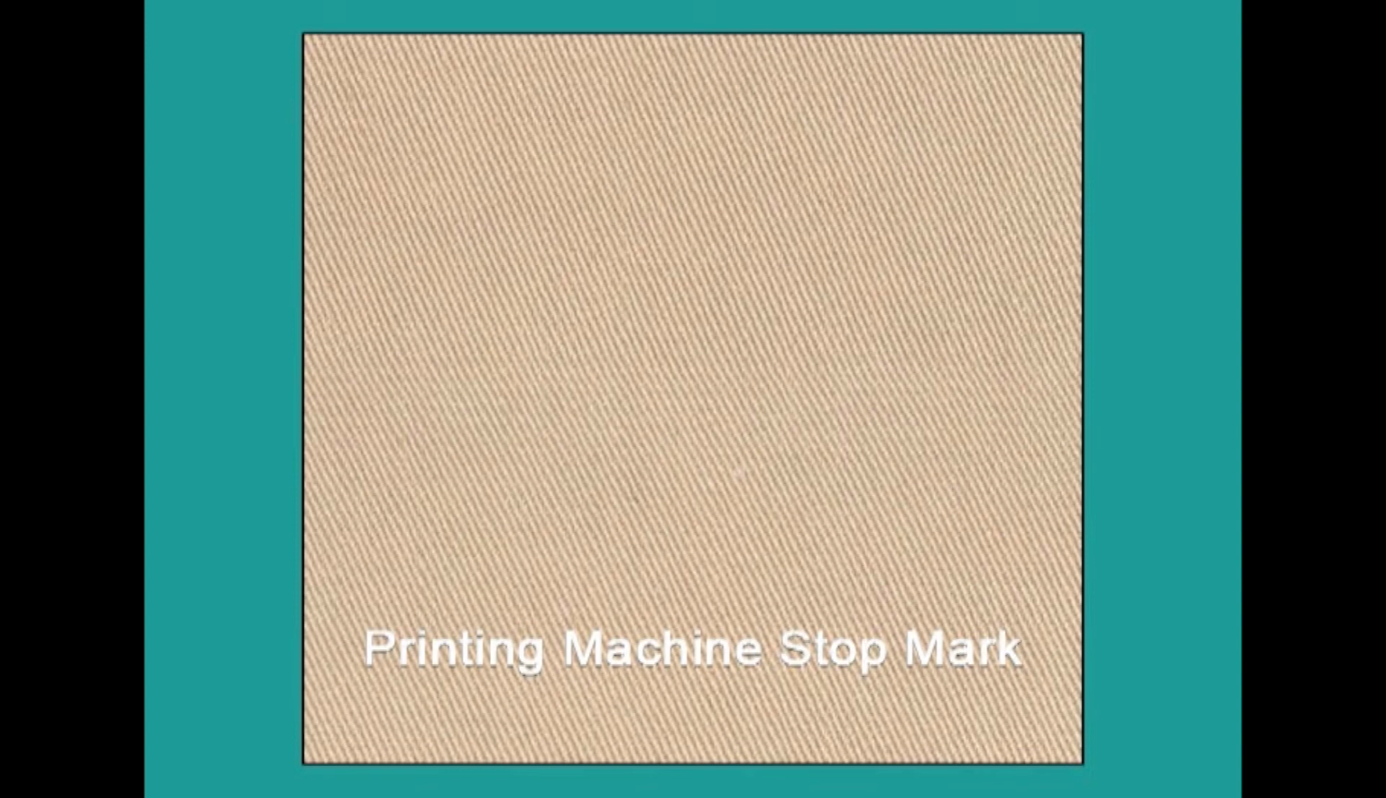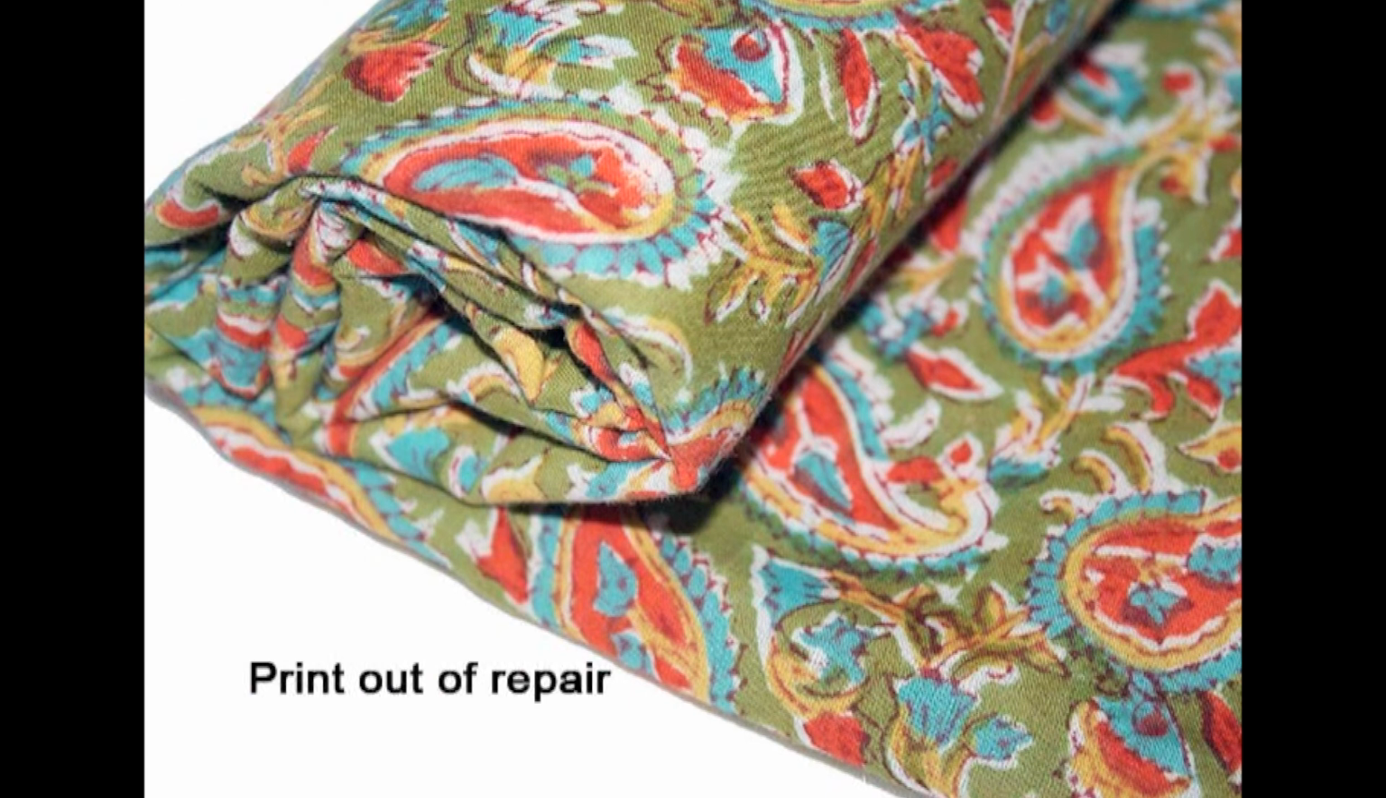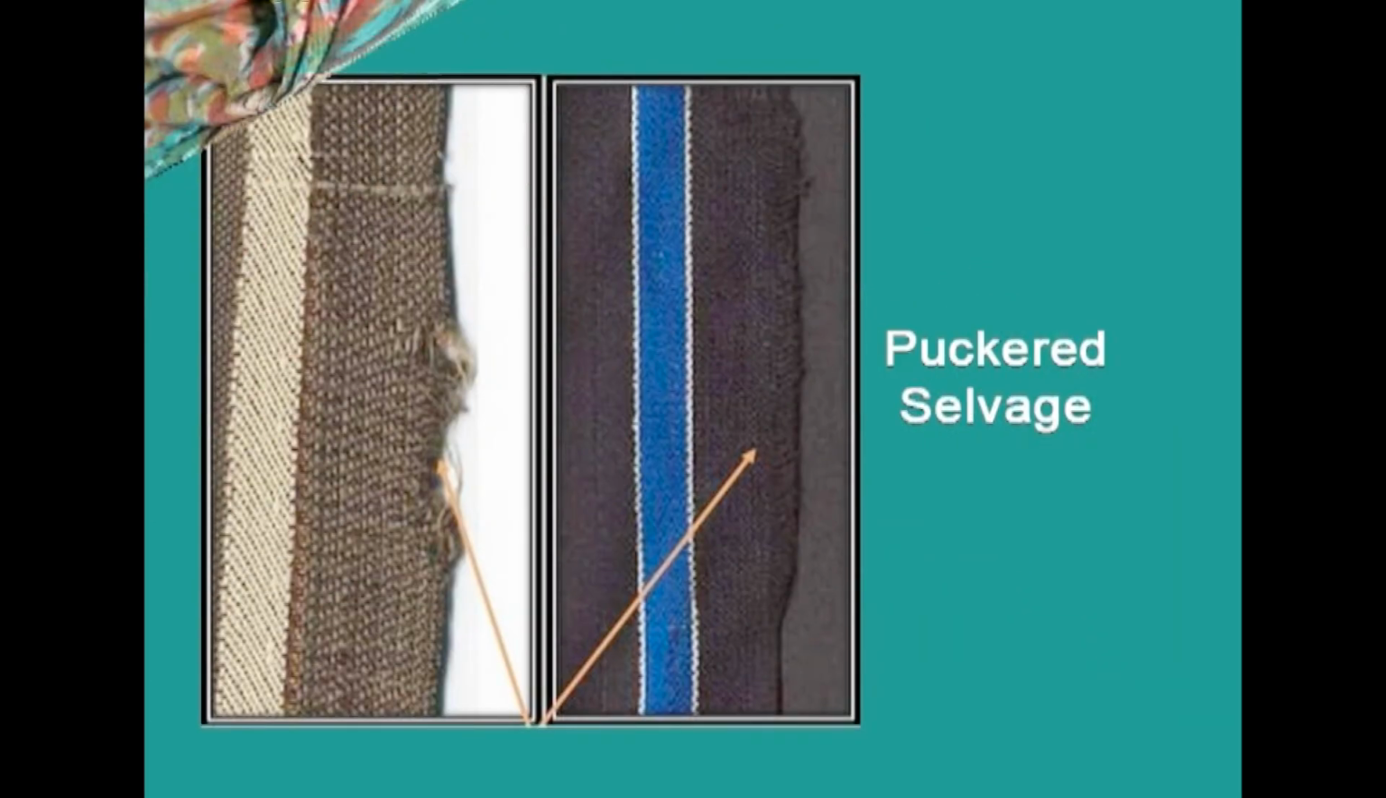It is considered definitely a major one. And print out of repair, that means caused by print rollers not being synchronized properly. This results in various colors of the design not being printed in the proper position. And puckered selvages are usually caused by selvage being stretched in finishing or by uneven wetting out in the sanforization process, and this is definitely considered as a major defect.